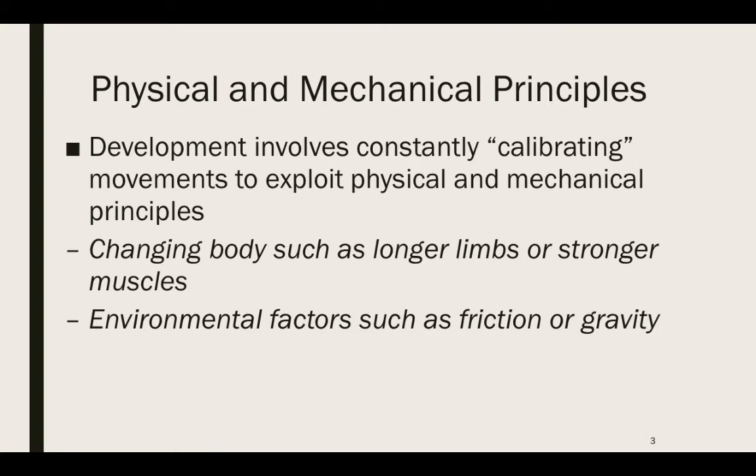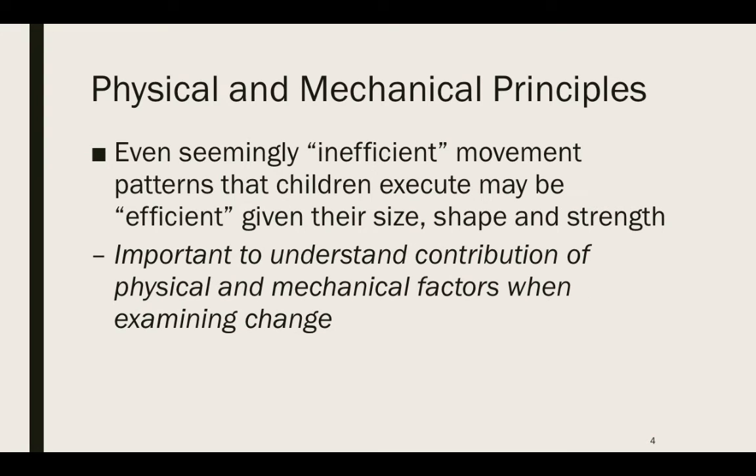During development, there are many organismic constraints that change. As a result of the constant changes taking place in the body during infancy and early childhood, seemingly inefficient movement patterns may be efficient given the size, shape, and strength of the children. It's really important to understand the contribution of these factors when examining the changes taking place both in the body as well as the changes taking place in the motor skills.